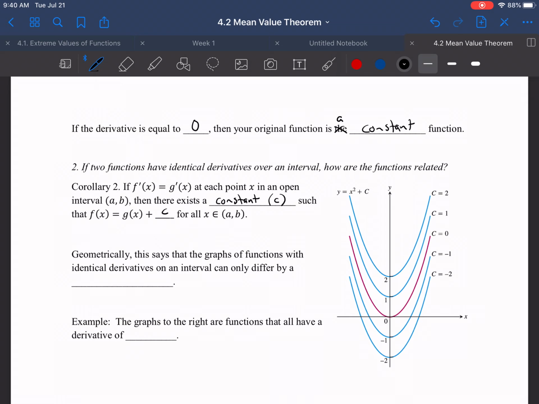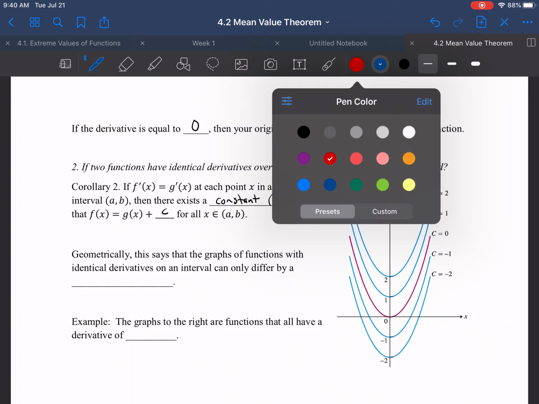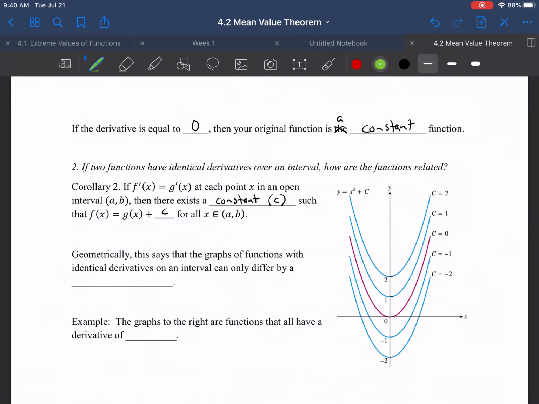Okay? And so you can see that in this picture over here. You can see we have a whole bunch of curves that if we went through and started drawing in tangent lines to them at the same location, so like say we picked this vertical line right here, every tangent line we draw in, they're all going to be parallel.